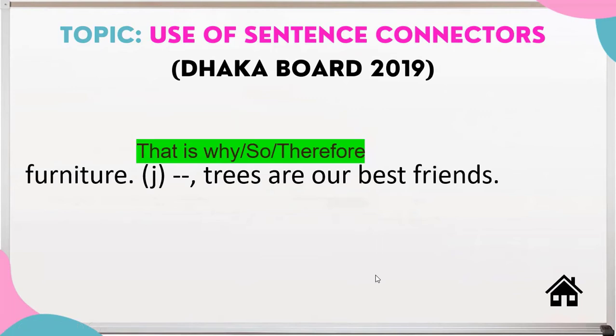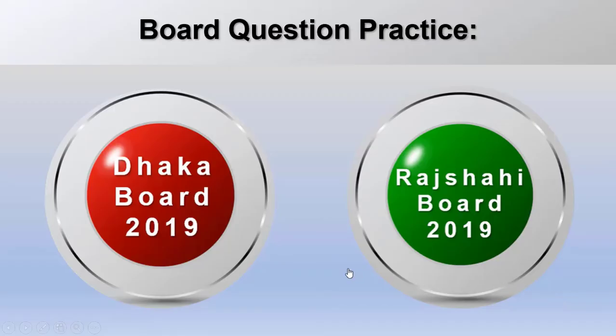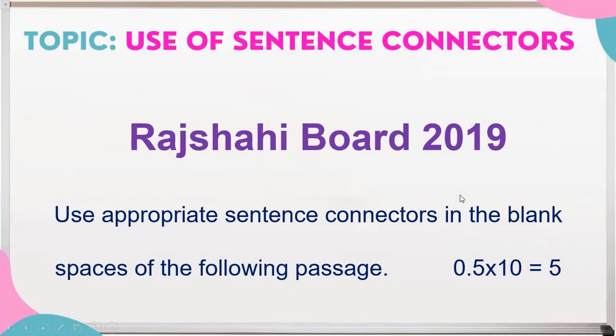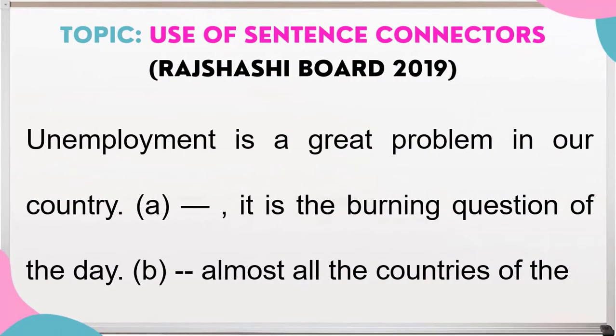That's it. So this one was Dhaka Board 2019. Now let's move into the next phase, Rajshahi Board 2019, to be dealt with. Unemployment is a great problem in our country. It is the burning question of the day. This sentence of question A again indicates emphasis.